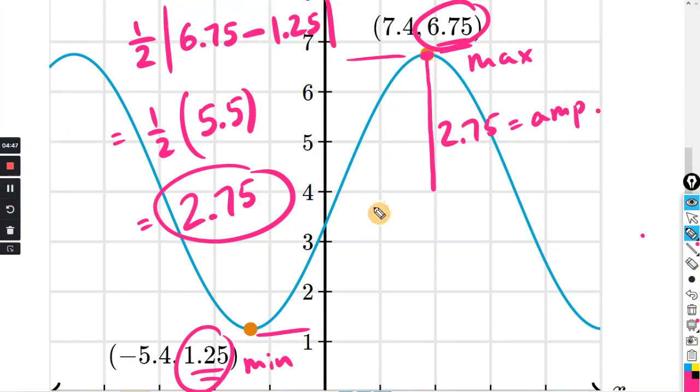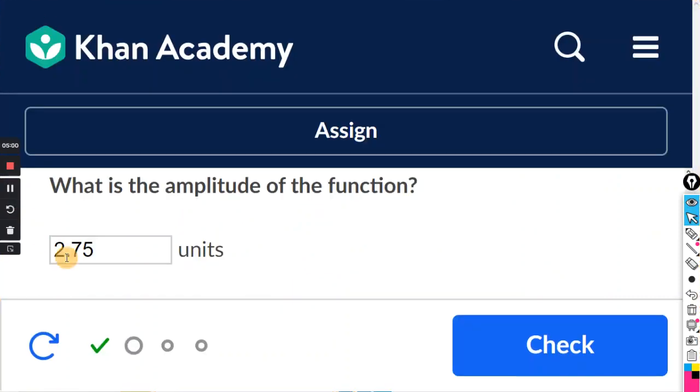Remember the definition in the beginning. The amplitude is half the distance from one extreme to the other. So the maximum to the minimum, you just find that distance and take half. All right, 2.75 right in the box.